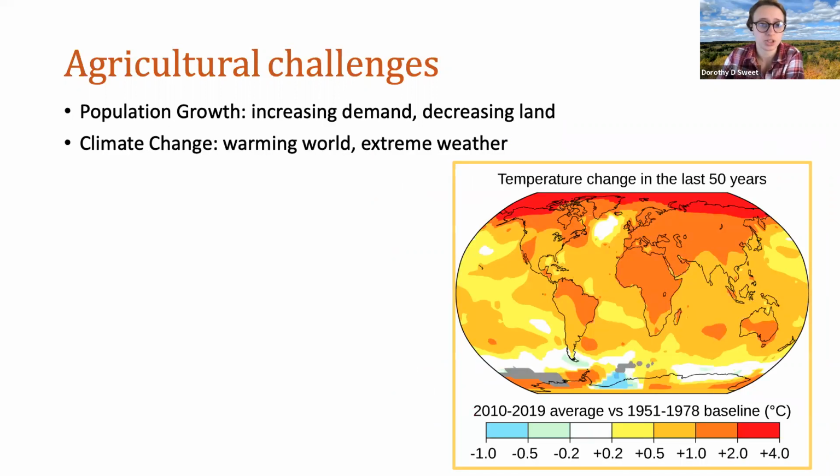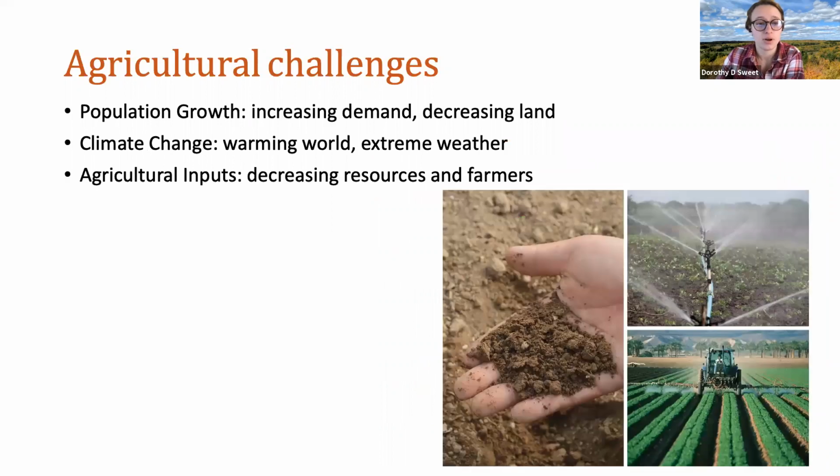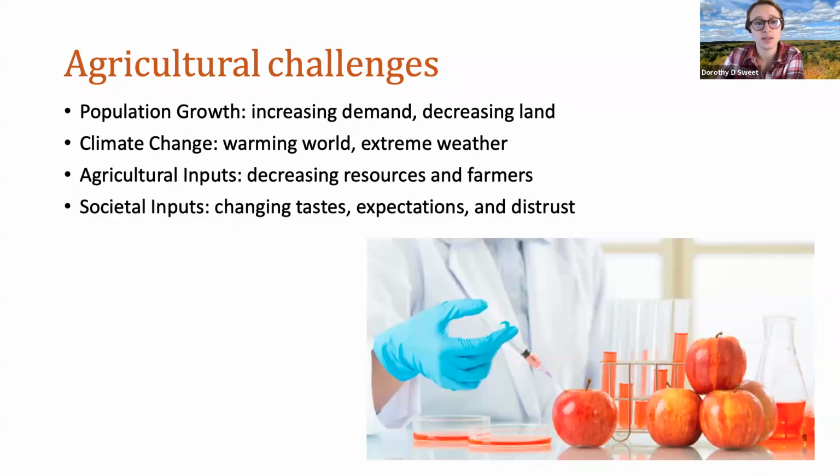We're also struggling with climate change. A warming world means more extreme weather events, and we need to learn how to cope with those weather events. There is also a change in agricultural inputs. There are decreasing resources such as soil nutrition and water, but there's also a decreasing number of farmers to take care of fields. And lastly, we have challenges with societal inputs. There are changing tastes, expectations, and an overall distrust of the agricultural community sometimes. So we will be focusing on these 2 challenges of climate change and agricultural inputs for my project.